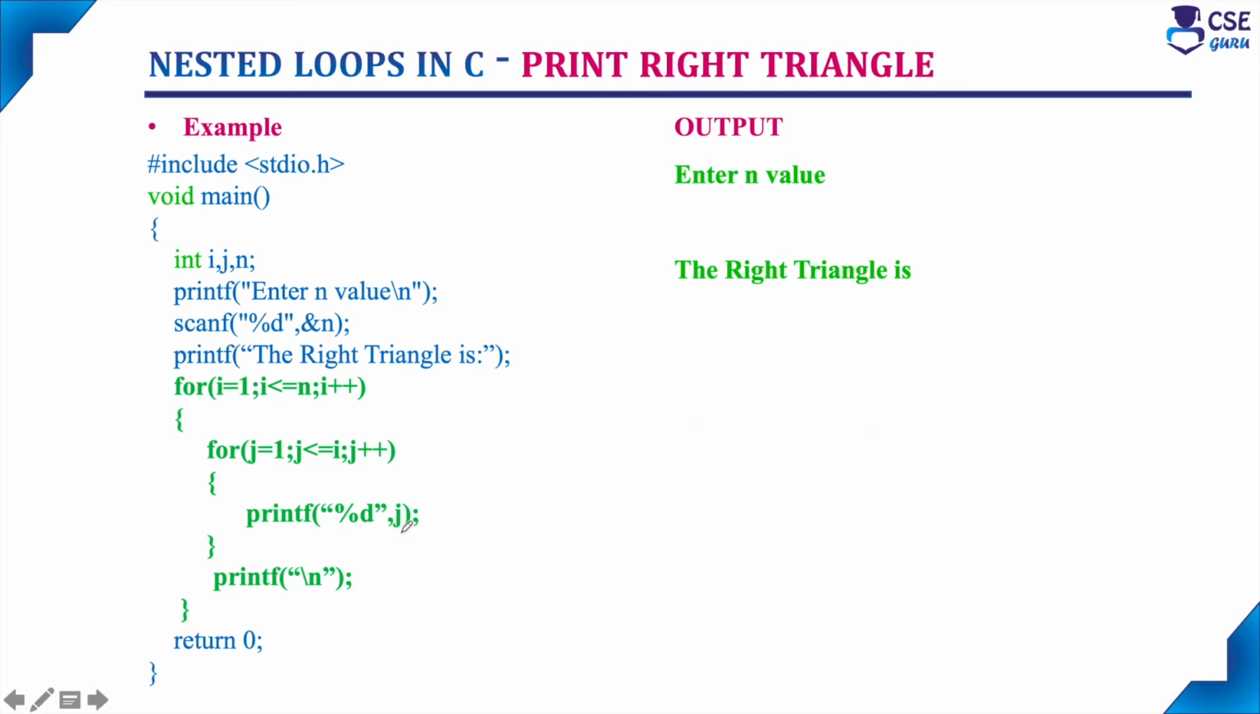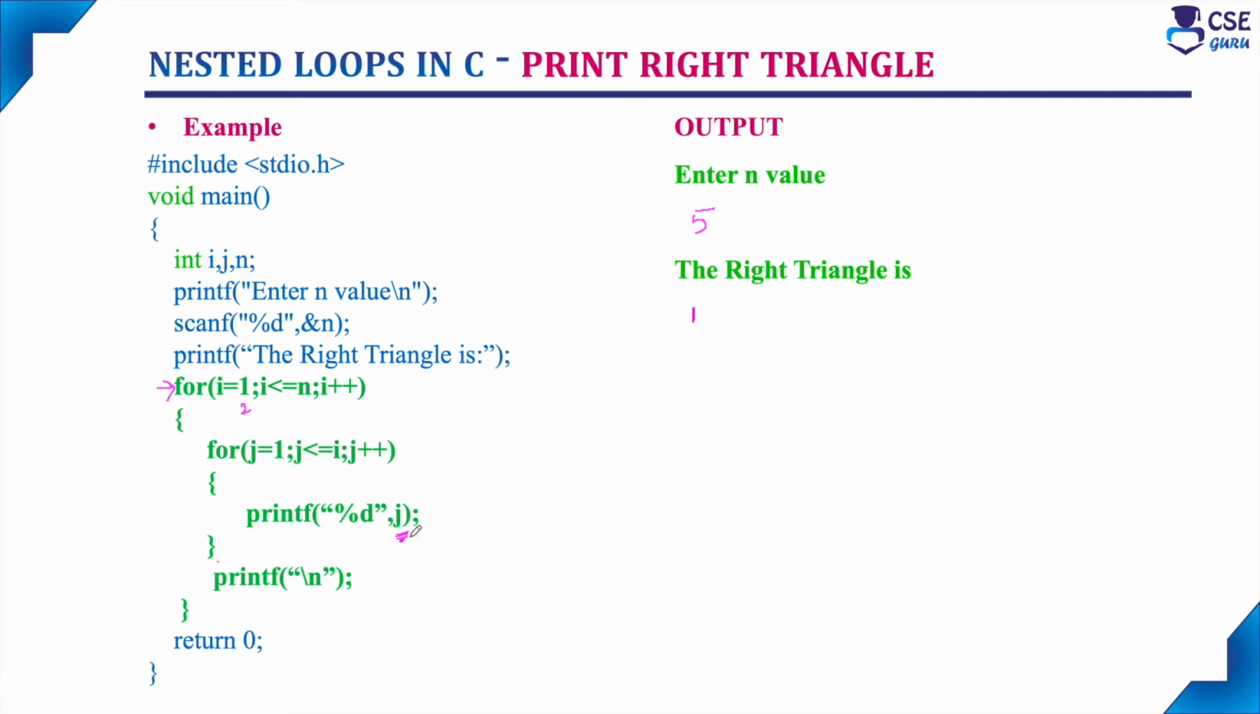Similarly, in the print statement, instead of i, if I have asked for the j value to be printed, what will it print? Suppose n value is equal to 5, if I have asked to print the j value, then when i value is equal to 1 and j value is equal to 1, it will print 1 only. So in the second iteration of the outer for loop, when i value is equal to 2, it will allow the inner for loop to execute twice.